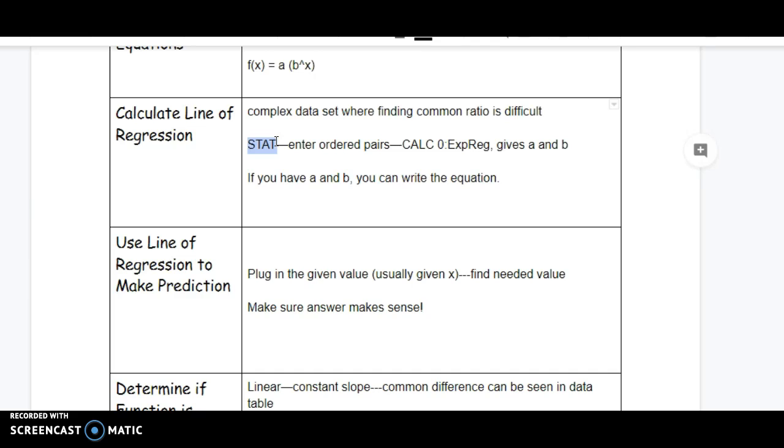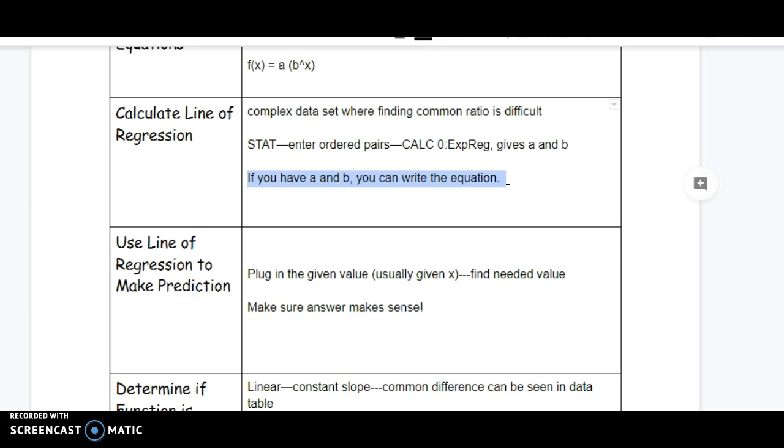So remember, you go to stat, you enter your ordered pairs in L1 and L2. Make sure that you have the accurate ordered pairs. Make sure your X's and Y's line up. And remember, you go back to stat, go over to calc, and we're looking to do an exponential regression because we're getting the line of regression. And remember, it will give me A, which is my y-intercept, and it'll give me B, which is common ratio. And if you have those two, you can write the equation.